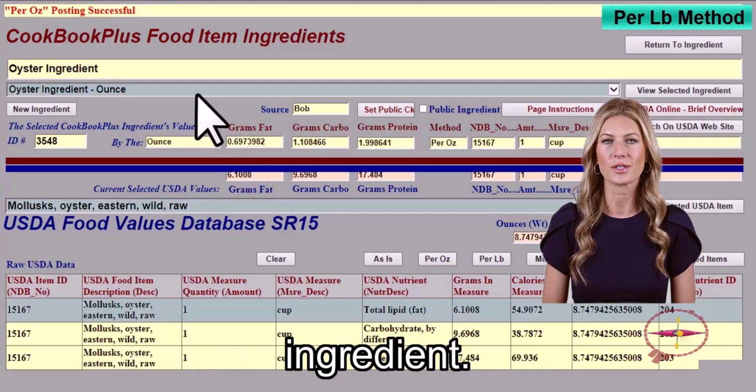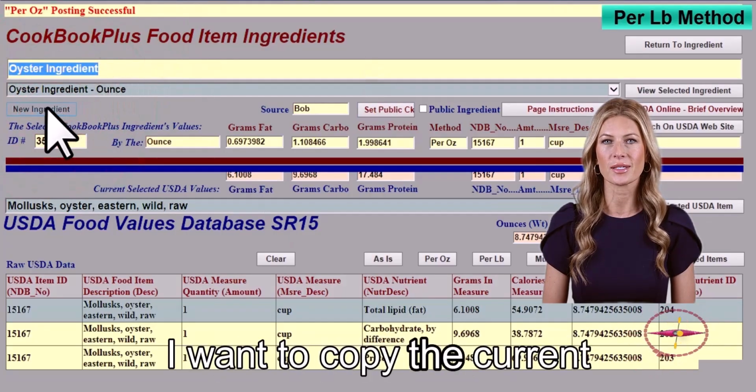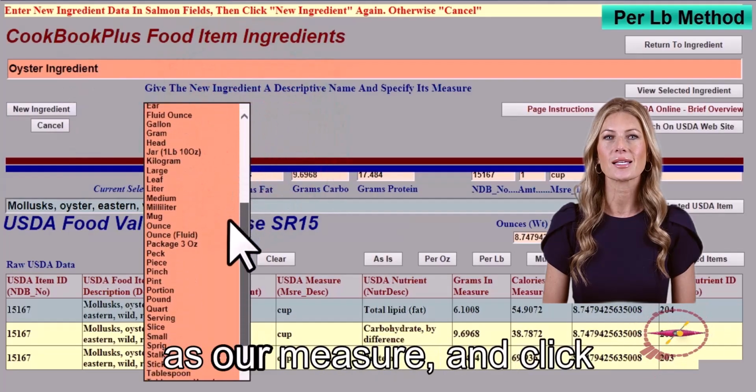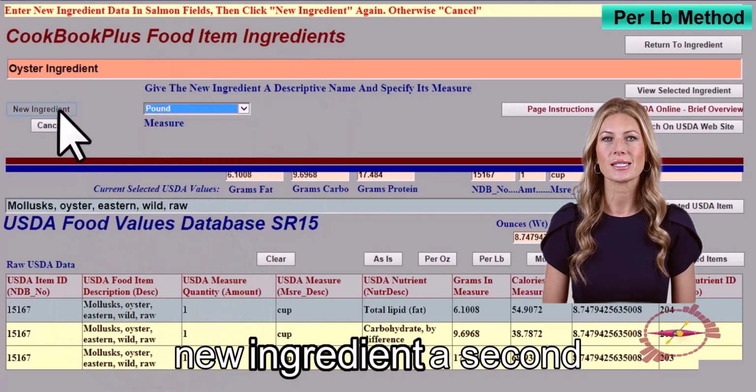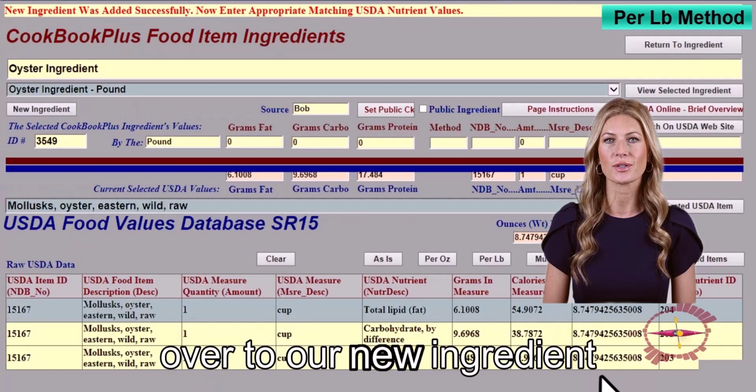We'll create another new ingredient. This time it'll be oyster ingredient by the pound. I want to copy the current name, click New Ingredient. Paste the name, pick pound as our measure, and click New Ingredient a second time to get the nutrient values from these records over to our new ingredient.